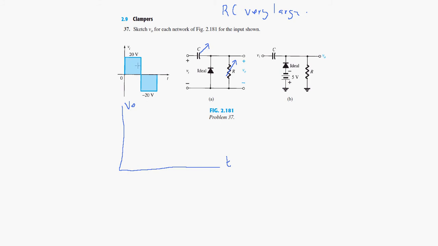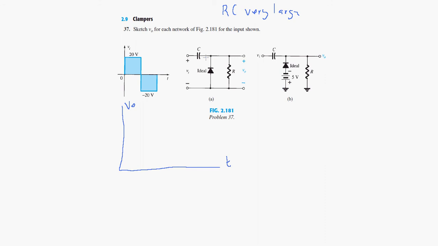Otherwise there will be no point to the circuit, because the capacitor would charge and discharge really quickly, and that wouldn't add any DC voltage to the circuit. So this must be large. So that's the first point. So in that case, on the first cycle, in this direction, the capacitor will not have time to charge through the resistor, so it's just going to be 0 volts.